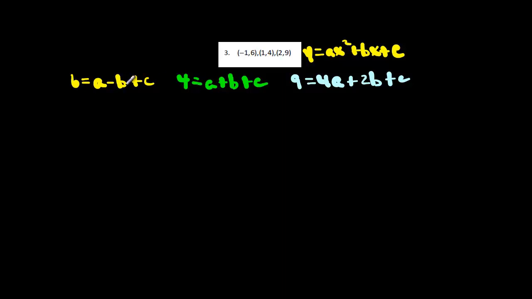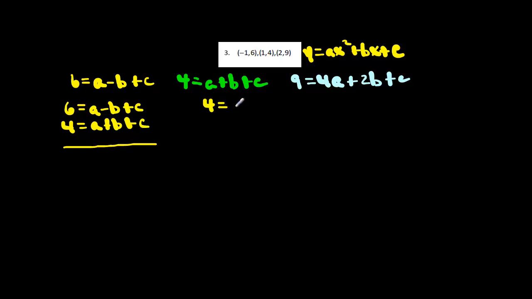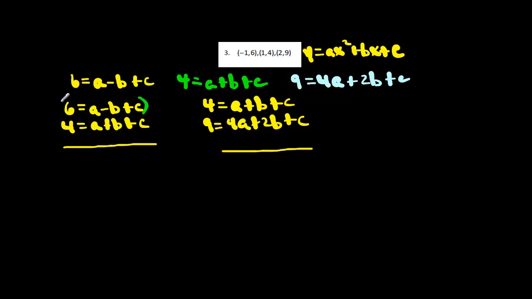Let's lump these two together. So 6 equals a minus b plus c. 4 equals a plus b plus c. And then we'll lump these two together. So let's write that here. 4 equals a plus b plus c. 9 equals 4a plus 2b plus c. Alright, let's multiply the top by a negative on both of these.